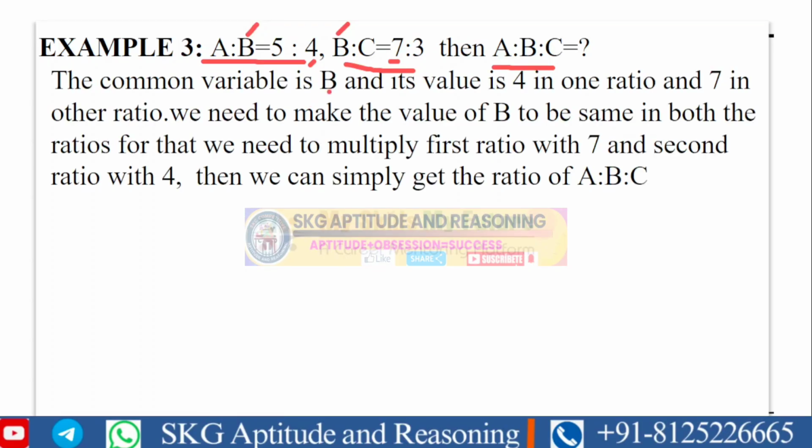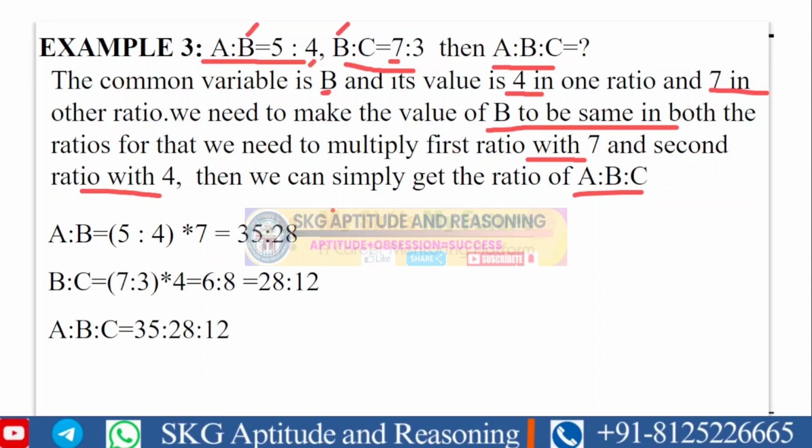So the common variable present here is B. Its value was 4 in one ratio and 7 in the other, so we need to make the B value the same in both. For that, we multiply the first ratio by 7 and the second ratio by 4 in order to get the values of A is to B is to C. Let's see how we multiply here. For the first ratio I am multiplying with 7, and for the second ratio, 7 is to 3, I am multiplying with 4. If I multiply 7 with 5, it will become 35. If I multiply 7 with 4, it will become 28. And for the second ratio also, if I multiply 4 with 7, it will become 28.